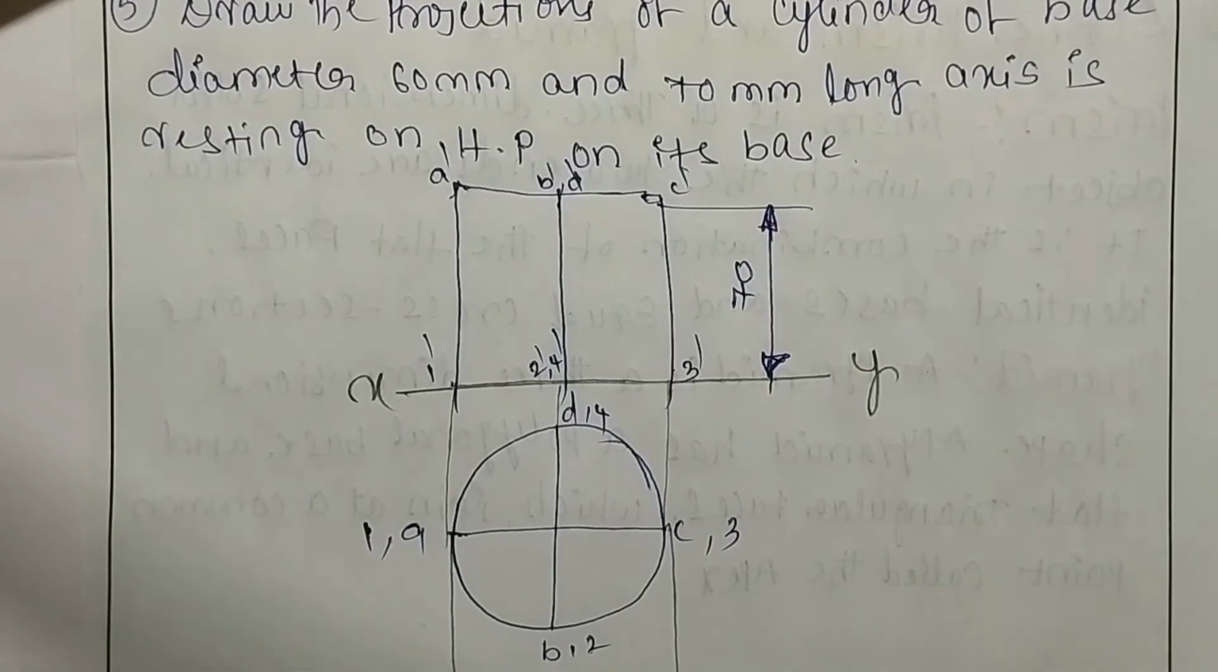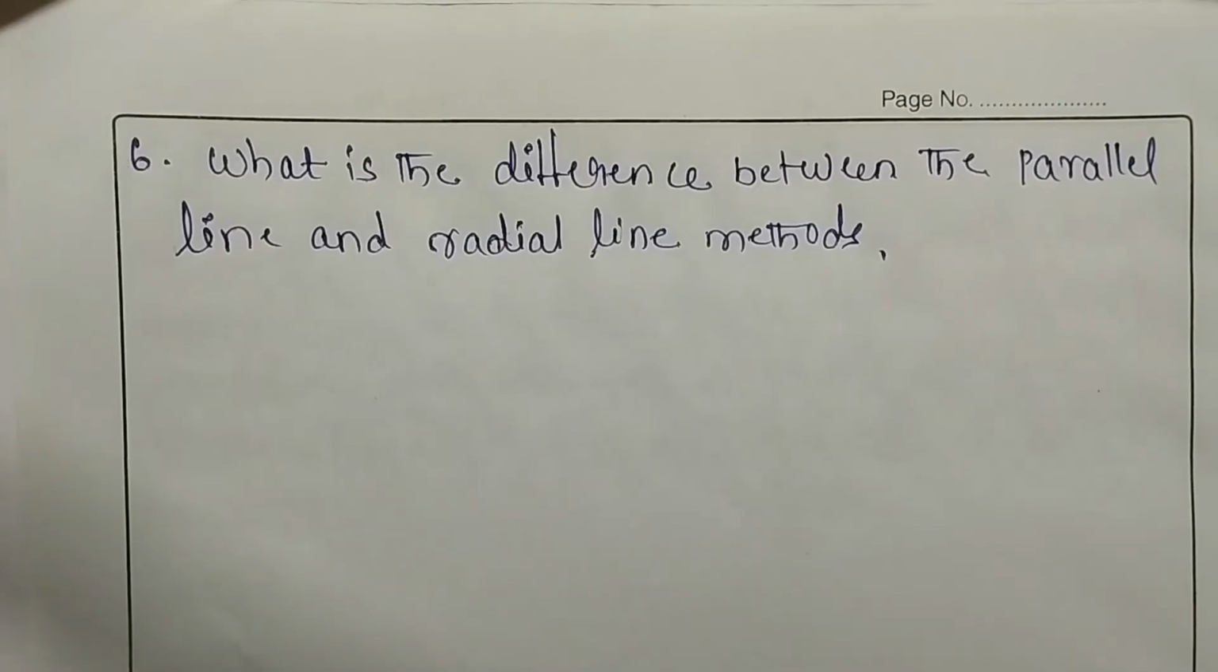Like this you have to represent the projection of a cylinder with a base diameter of 60 mm and a 70 mm long axis. The next question: what is the difference between the parallel line and radial line methods?